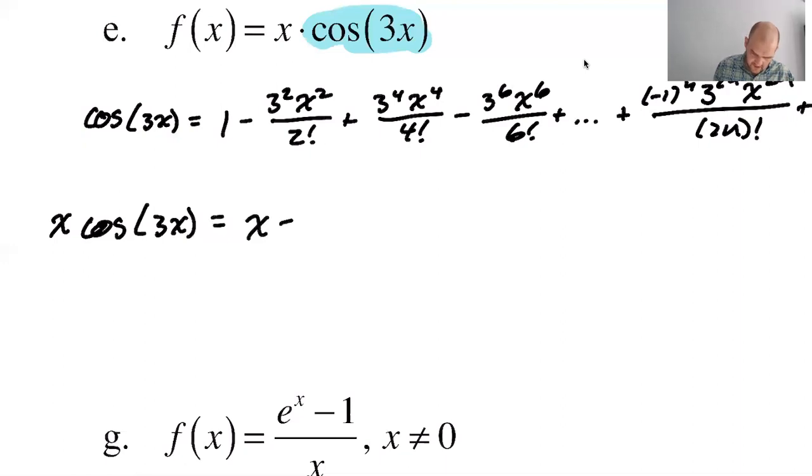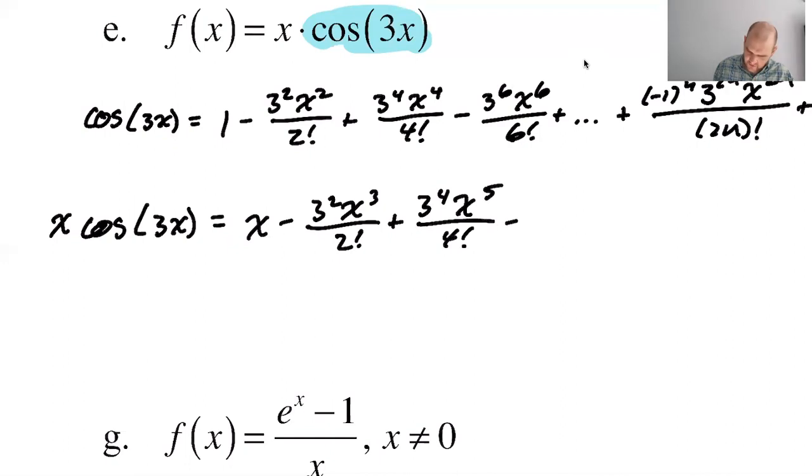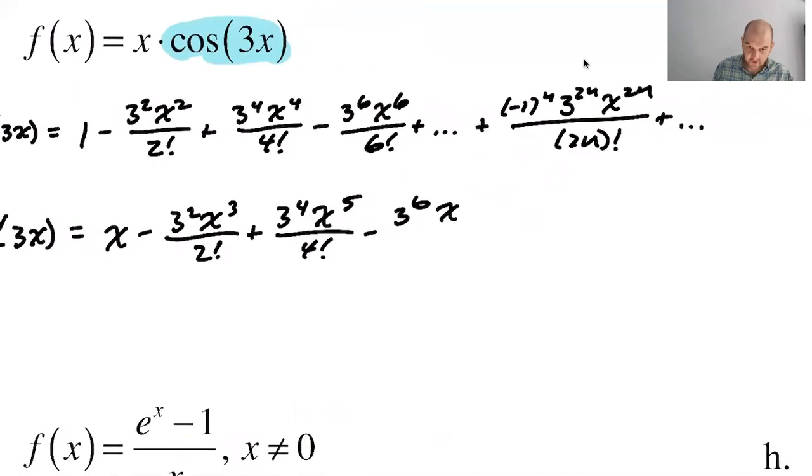So it's x minus 3 squared x cubed over 2 factorial plus. I have to be really careful when I do this because my mind just really wants the exponent of x and the factorial to be the same. I just really want that to be true. But it's not in this case. Plus dot dot dot plus.